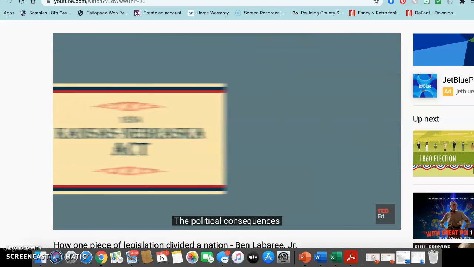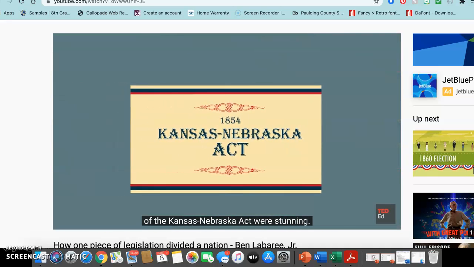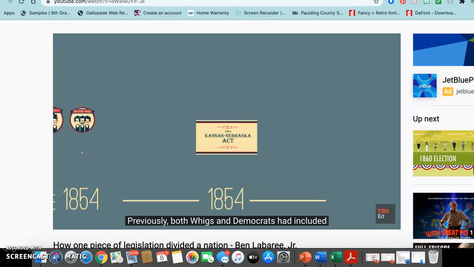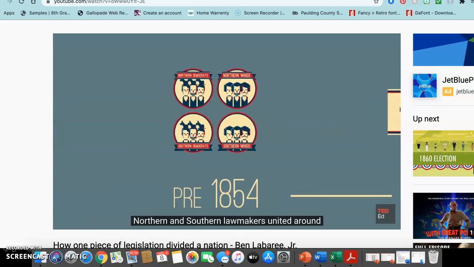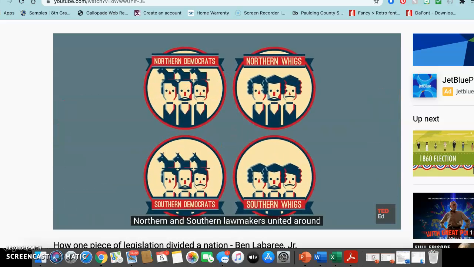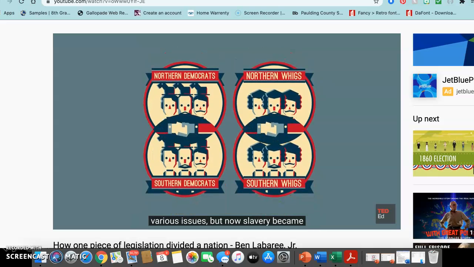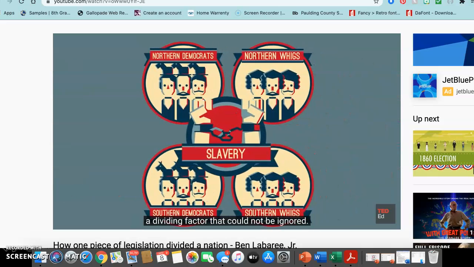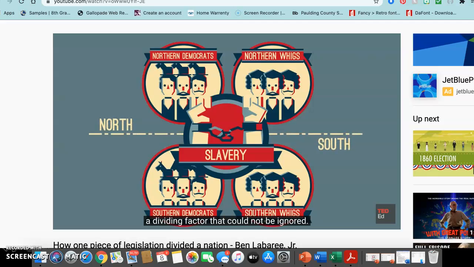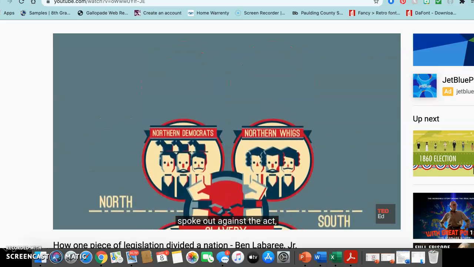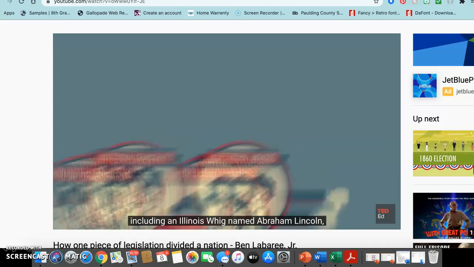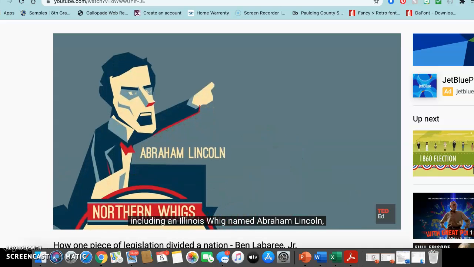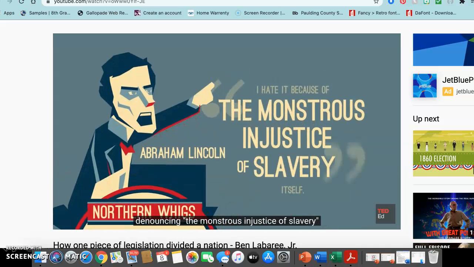The political consequences of the Kansas-Nebraska Act were stunning. Previously, both Whigs and Democrats had included Northern and Southern lawmakers united around various issues. But now slavery became a dividing factor that could not be ignored. Congressmen from both parties spoke out against the act, including an Illinois Whig named Abraham Lincoln, denouncing the monstrous injustice of slavery in an 1854 speech.